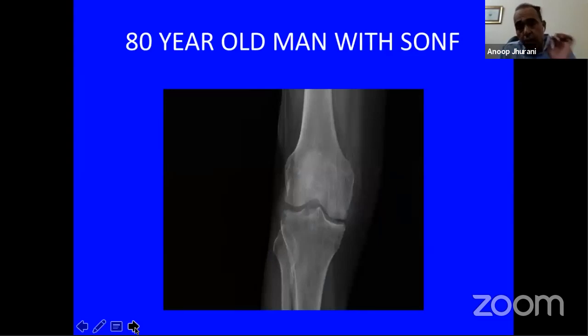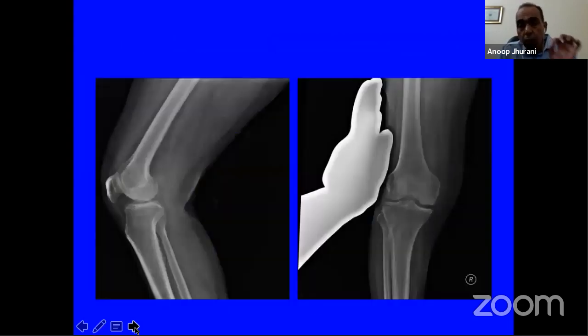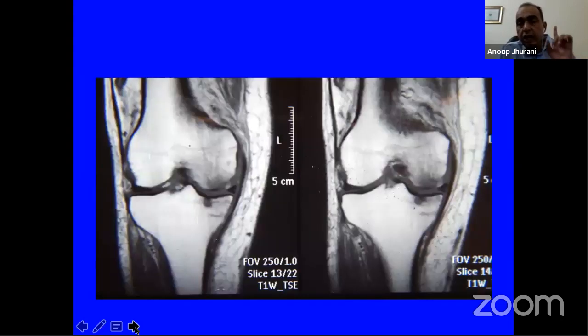This is an 80-year-old male with osteochondrosis of the medial condyle. You can see that with comorbidities, it opens up on valgus stress. Here you can take an MRI to ensure that the lateral compartment is okay and the ACL is okay. One has to rule out inflammatory pathology if you're planning a uni.